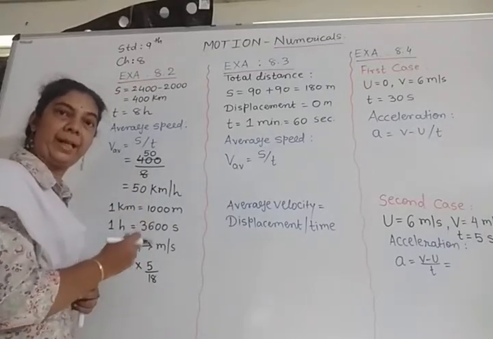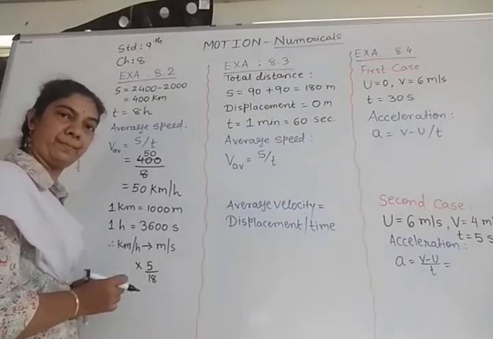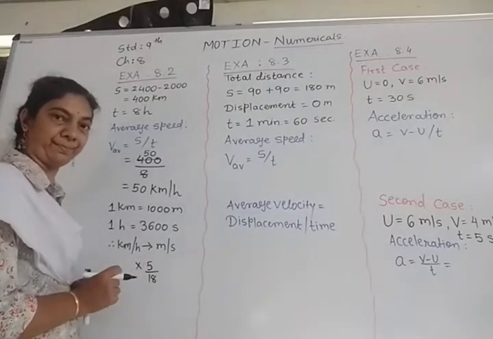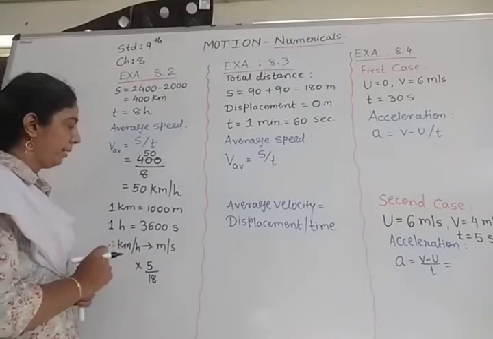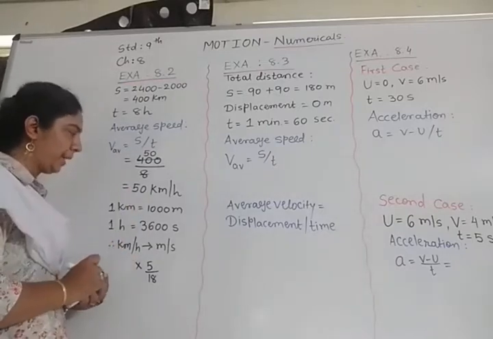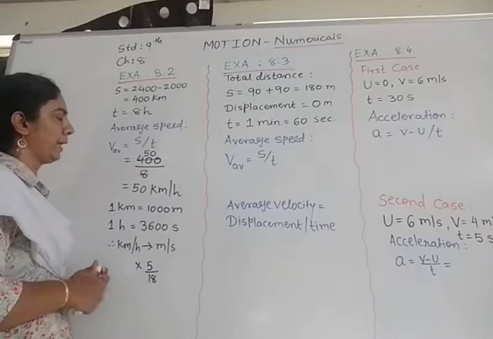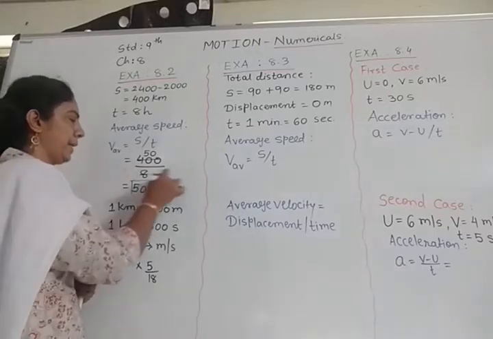Try it and do it 2-3 times. It's a request. Then we have to convert this 50 km per hour into meter per second.